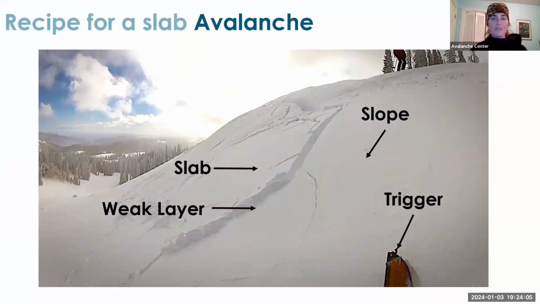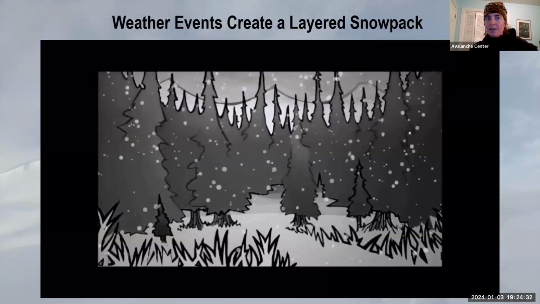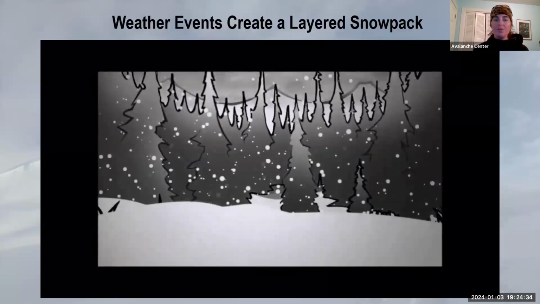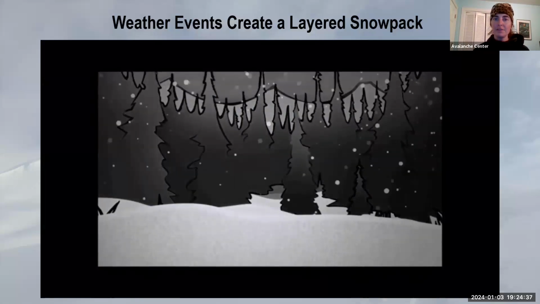To have slab avalanches, we need some kind of cohesive snow, or snow that wants to stick to itself, and then snow under it that's a weak layer, or snow that doesn't stick as well to the slab. And that can look different depending on the type of specific avalanche problem or the type of weather conditions we have.